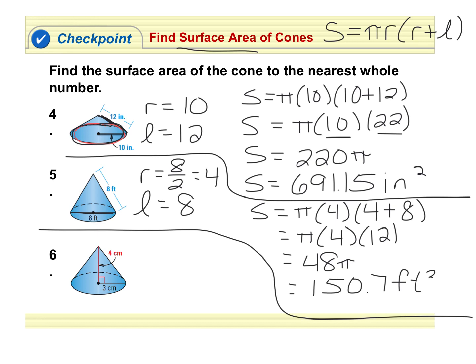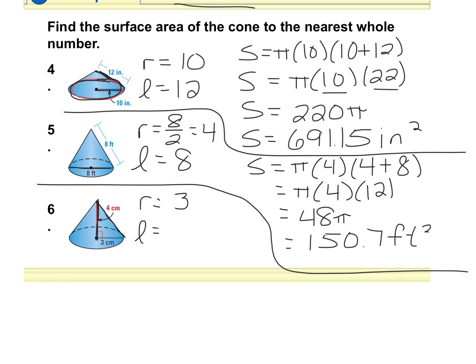Okay, what about number 6? Remember, we're looking for the radius and the slant height. Do we have either of those? What is the radius? 3. Do we have the slant height? No. What did they give us, though? What is this? It's the regular height. Yep, but we want the slant height up the side. Ideas?